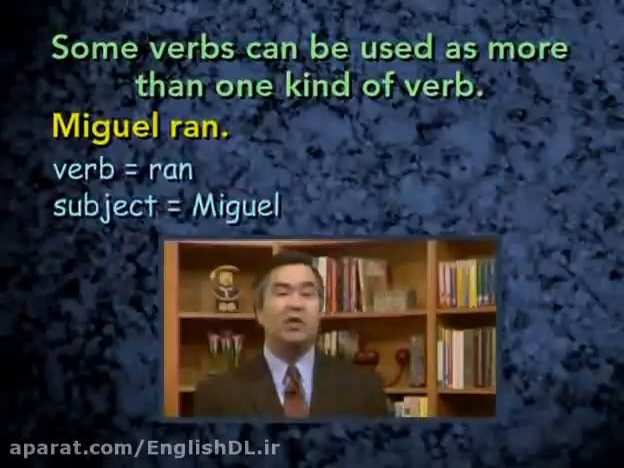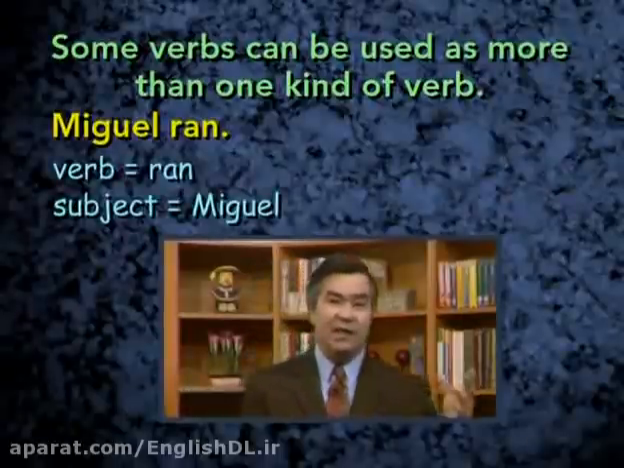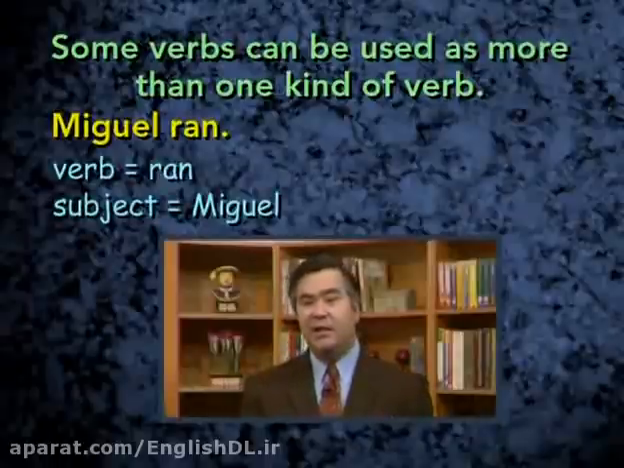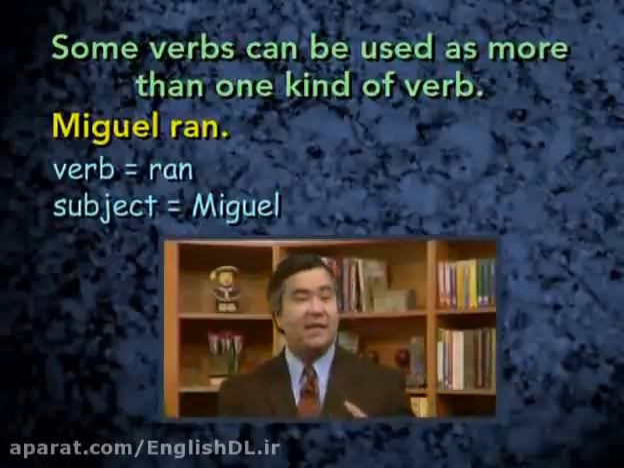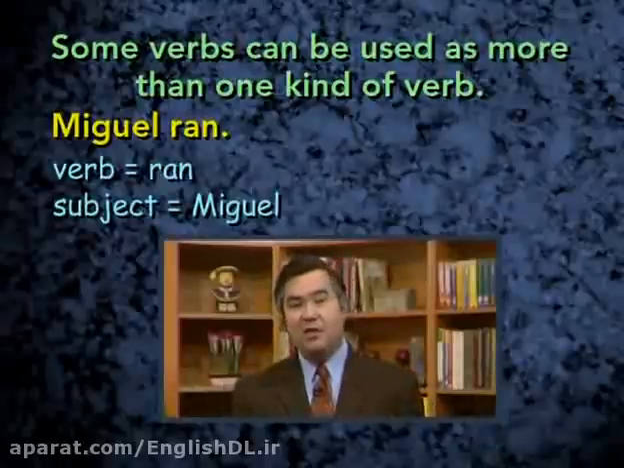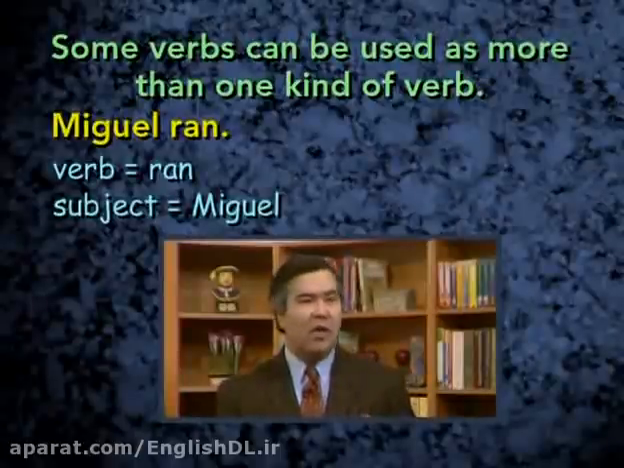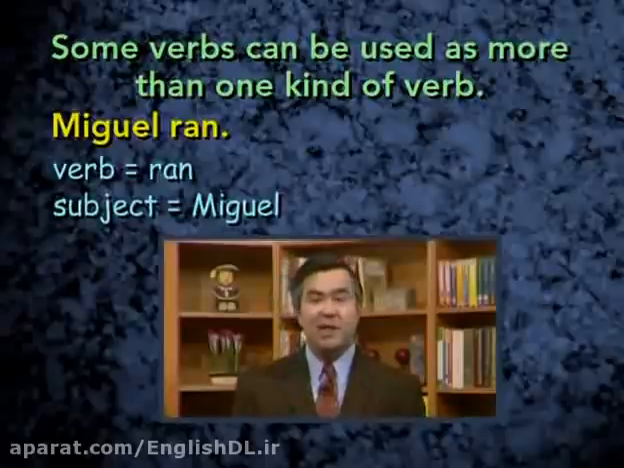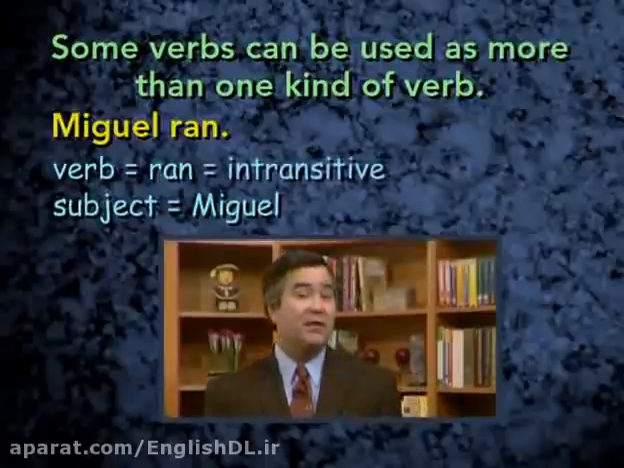Perhaps he's a runner on the track team and went out running this morning. And we could say, well, Miguel ran. This could be a complete sentence. And in this case, the verb ran is being used as what kind of verb? Transitive, intransitive, or linking? In this case, ran is being used as an intransitive verb.